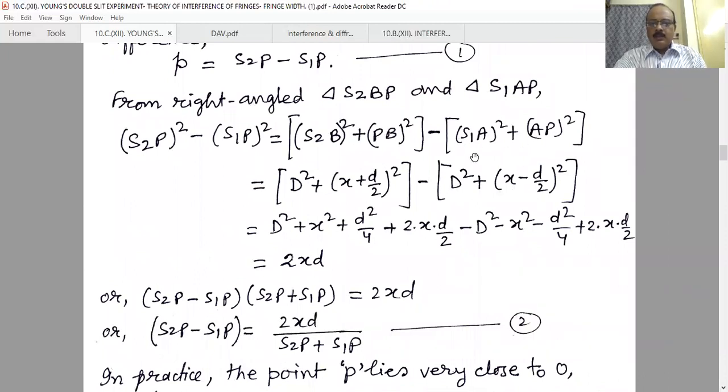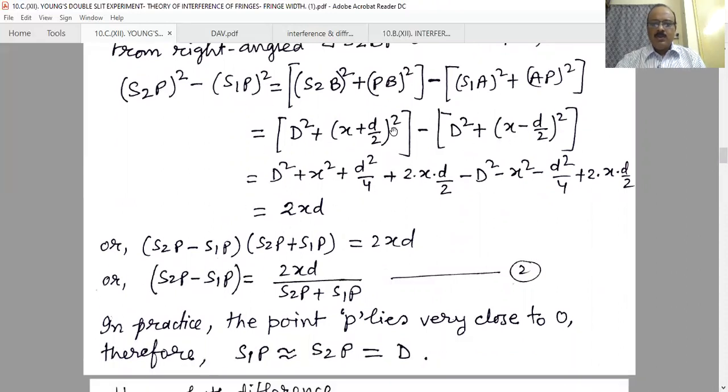And what is the S1P square? That is S1A square plus AP square. And S1A square is nothing but D square, plus (X minus d by 2) whole square. If we expand it, D square plus X square plus d square by 4 plus 2 into X into d by 2, minus X square minus d square by 4 minus, into minus, plus 2 into X into d by 2.